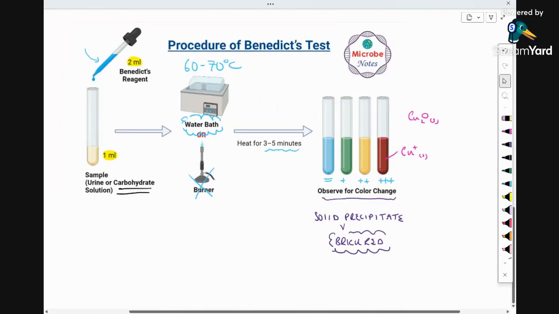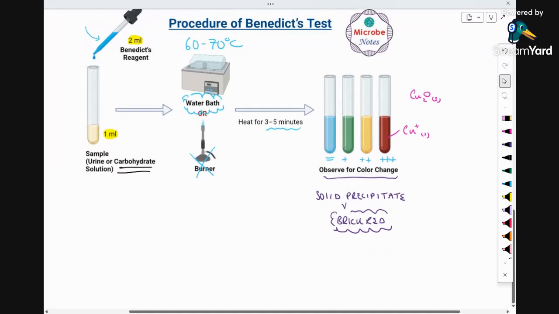If you're going to write this in an exam, you need to say that you have a liquid form of your sample. You add Benedict's reagent, either an equal volume or double the volume of Benedict's reagent to your sample. You heat in a water bath for 3 to 5 minutes to about 60 to 70 degrees Celsius. And you then observe, and a positive result is that you get a color change. And you have to say in an exam what the positive result is.